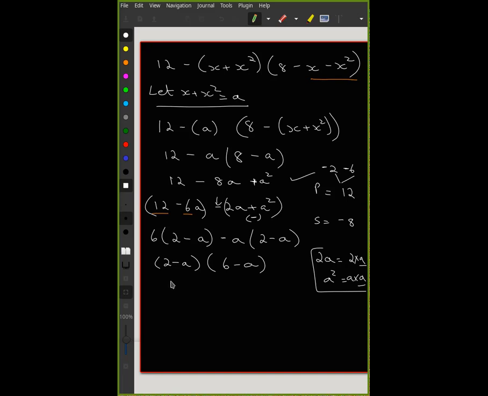So what do we do? It would be 2 minus x plus x squared, sir. Okay, and now don't forget this bracket here. If you forget this bracket and you write 2 minus x plus x squared, this will be completely wrong.